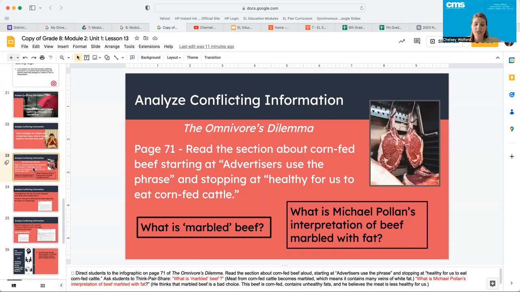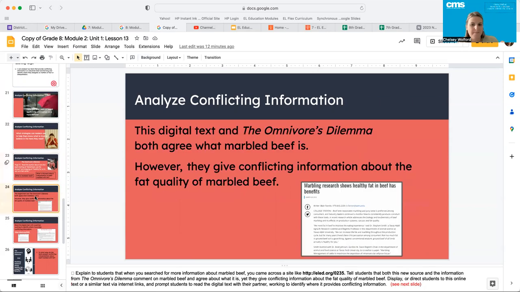Okay, guys, so hopefully you said that marbled beef is meat from corn-fed cattle. It becomes marbled that way, which means it contains many veins of white fat. And Michael Pollan thinks that marbled beef is a bad choice. The beef is corn-fed, it contains unhealthy fats, and he believes the meat is less healthy for us.